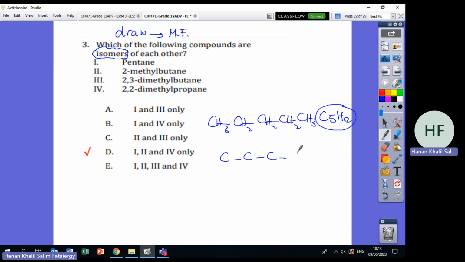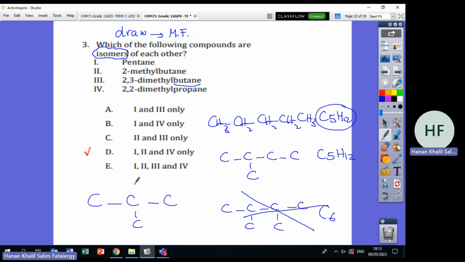2-methylbutane, 1, 2, 3, 4, and at 2 I have methyl. This also will be C5H12. 2,3-dimethylbutane. Now but is 4 carbons. And at carbon 2 I have methyl, at carbon 3 I have methyl, so this is C6, clearly wrong. 2,2-dimethylpropane, prop is 3 carbons. At 2 I have C, and at 2 I have C, so this is C5 and also H12. So these three structures are isomers of each other. 1, 2, 3.